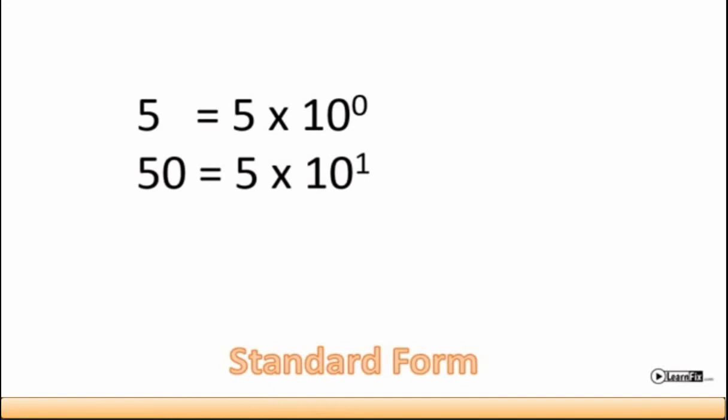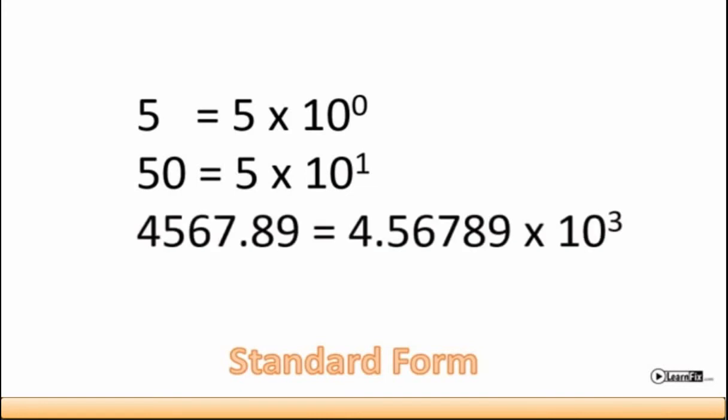To keep things consistent for everyone, the digit part of the standard form is always between 1 and 10. So it's either 1, 2, 3, 4, 5, 6, 7, 8 or 9. It's never 0 and it's never 10.